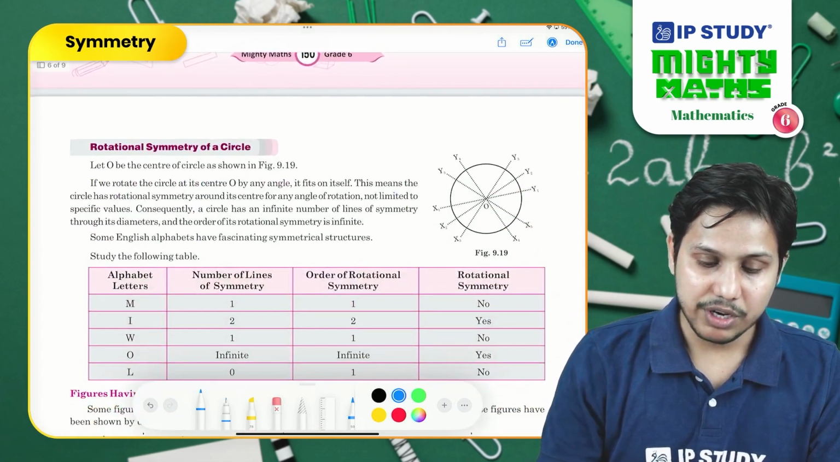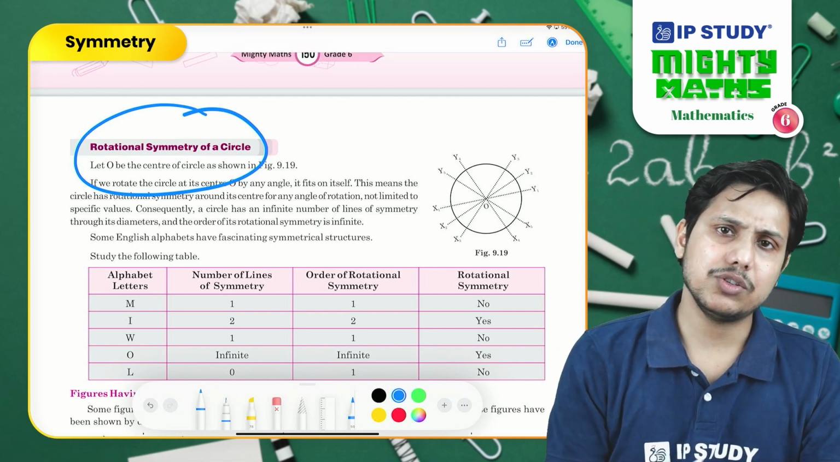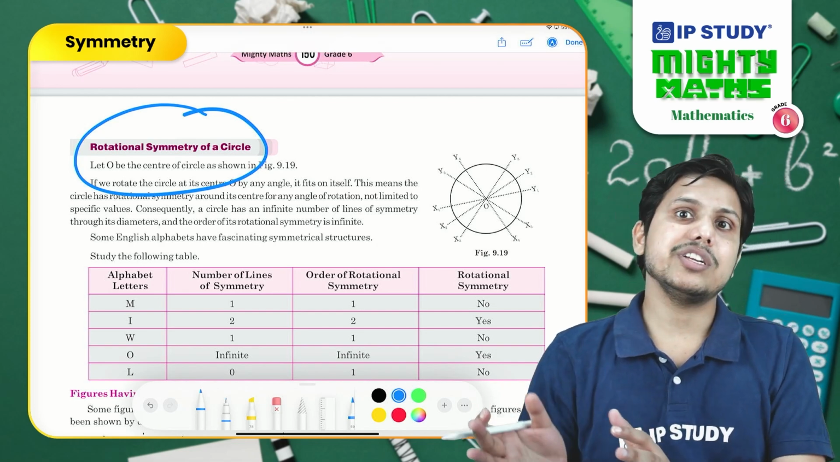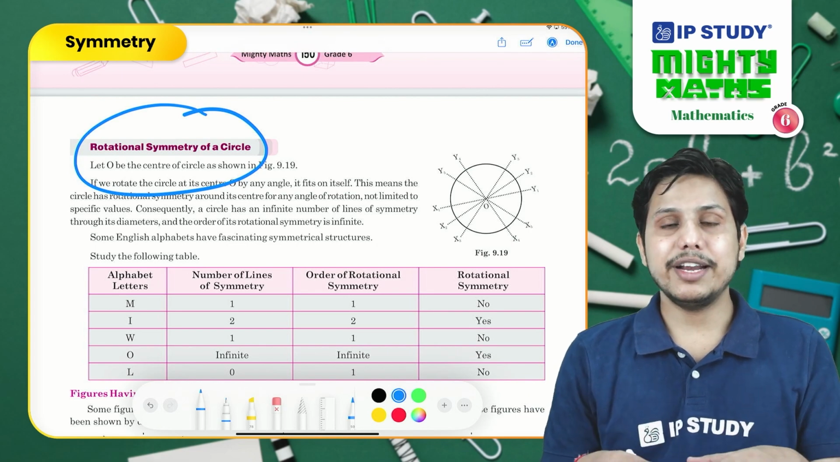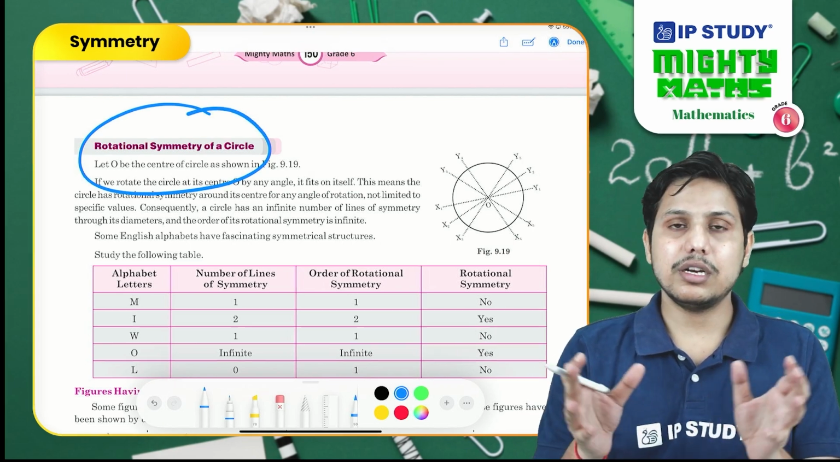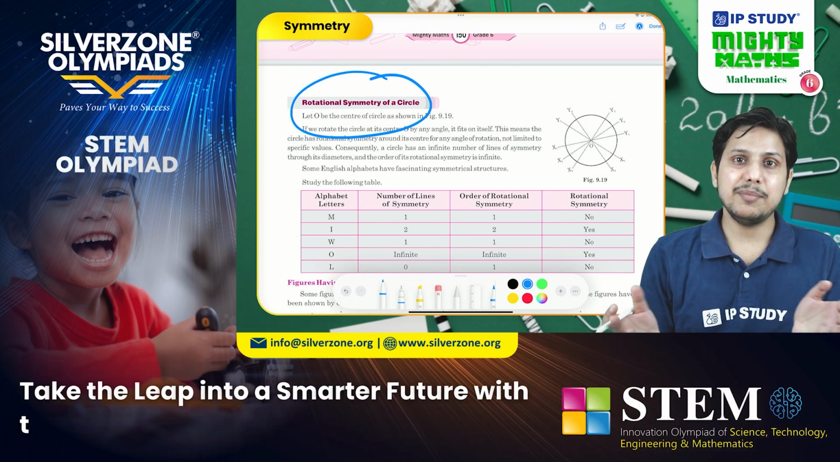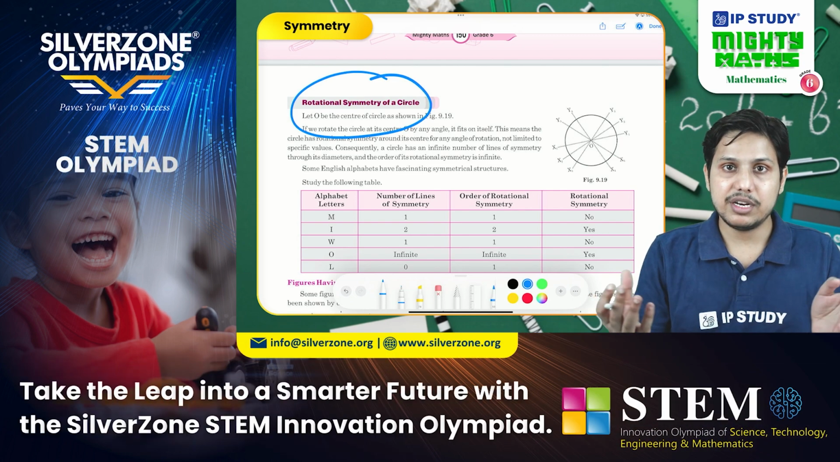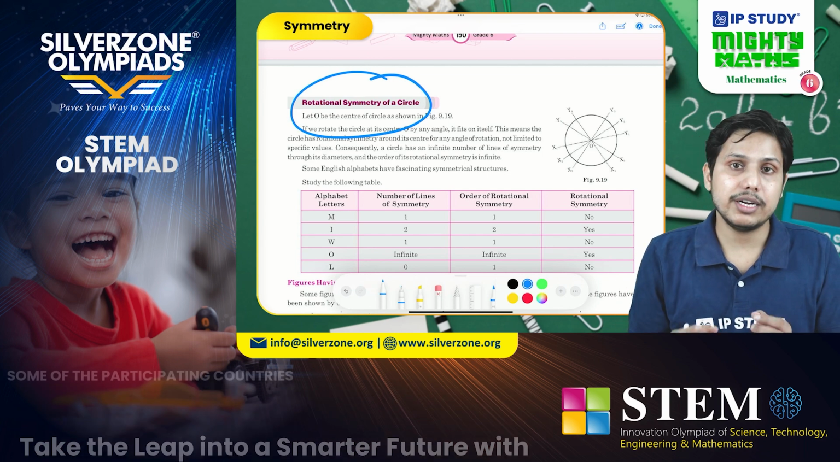Now students, moving to rotational symmetry of a circle. It is quite a special case of rotational symmetry. We know that for a circle, the lines of symmetry are also infinite. It means a circle can be divided into 2 equal halves through its diameter, and a circle has infinite diameters, because a circle has infinite points on it.